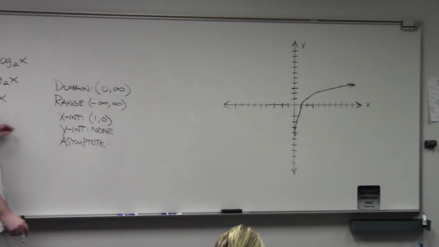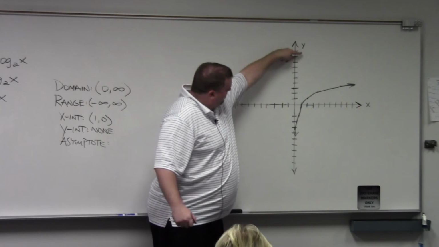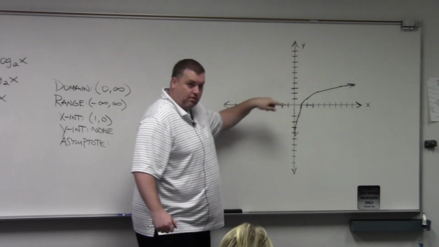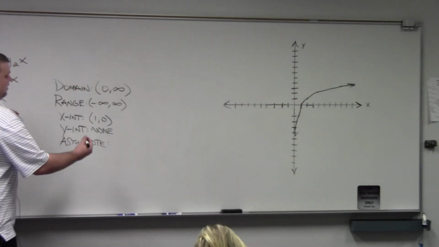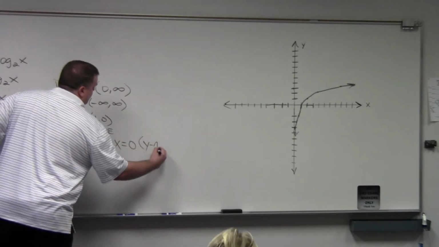What's my asymptote on this one? X equals 1 would be right here, but it looks like we have a point there. X equals 0, correct. X equals 0, also known as the y-axis.